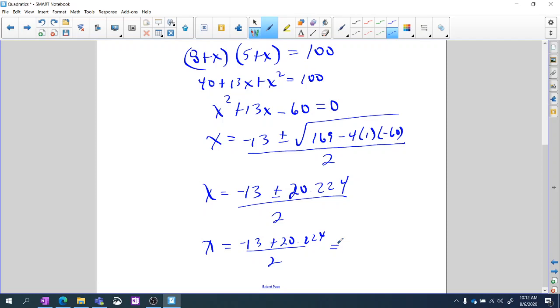So take away 13, and then divide that by 2. So we're going to add 3.612 feet. 3.612.